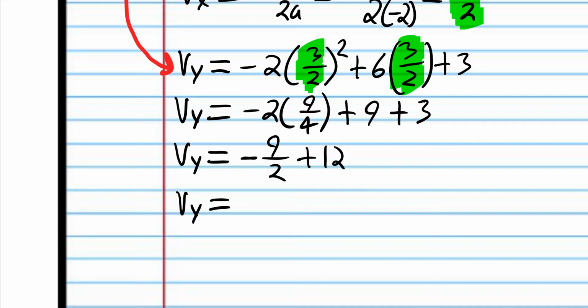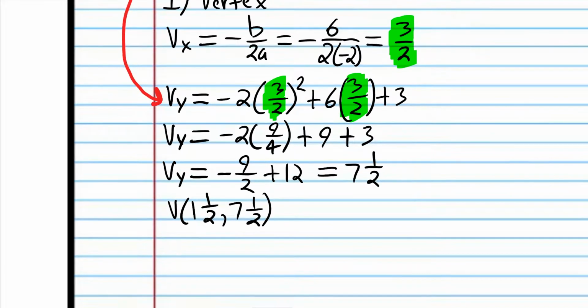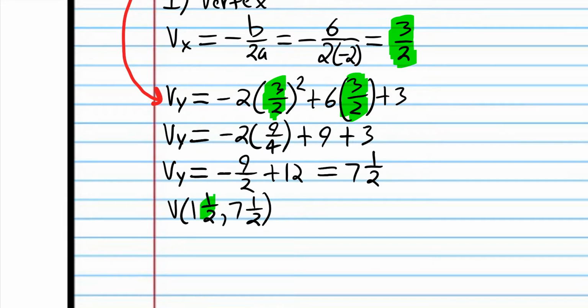So now we have -9/2 plus 12, and I'm just going to go out to the side here. So this is -4.5. So it looks like this is going to be 7.5. So the vertex is 3/2, and you know what? For graphing purposes, I'm going to go ahead and change that to 1 1/2. 1 1/2 and 7 1/2. That's the vertex, and just to be absolutely clear, that's the same as 3/2.